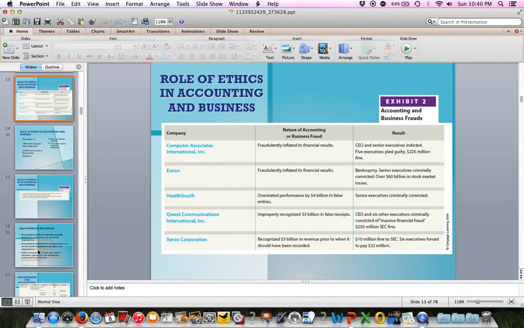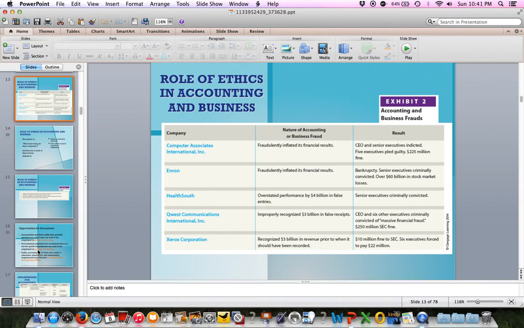So ethics can be kind of a gray area. Different people have different views of what ethics are, but accountants are held to standards. There are basically accounting rules that say how to be ethical and so on, that accountants are expected to follow.